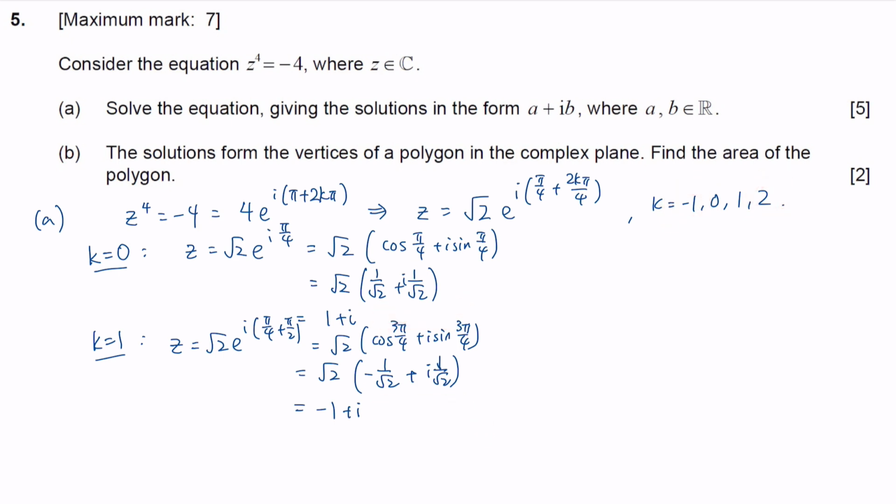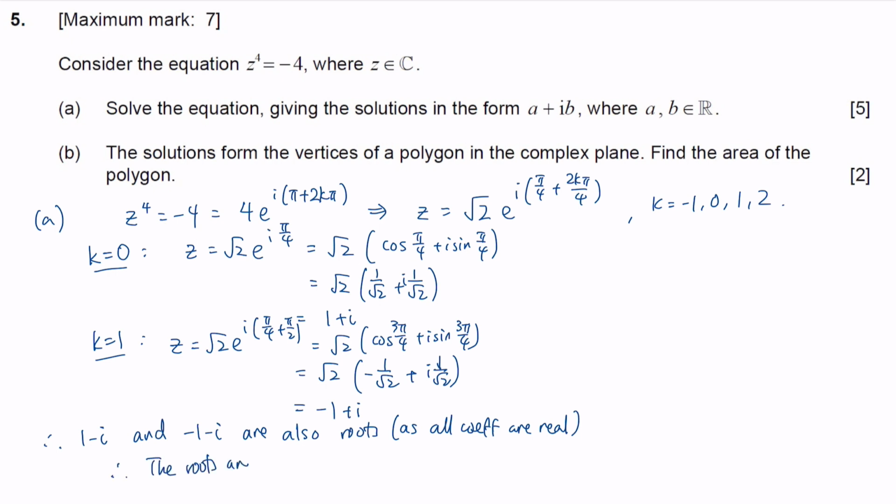Alright, so I can just say that therefore 1 minus i and minus 1 minus i are also roots, as all the coefficients are real, and so therefore the roots are these four numbers: 1 plus i, 1 minus i, minus 1 plus i, and minus 1 minus i.